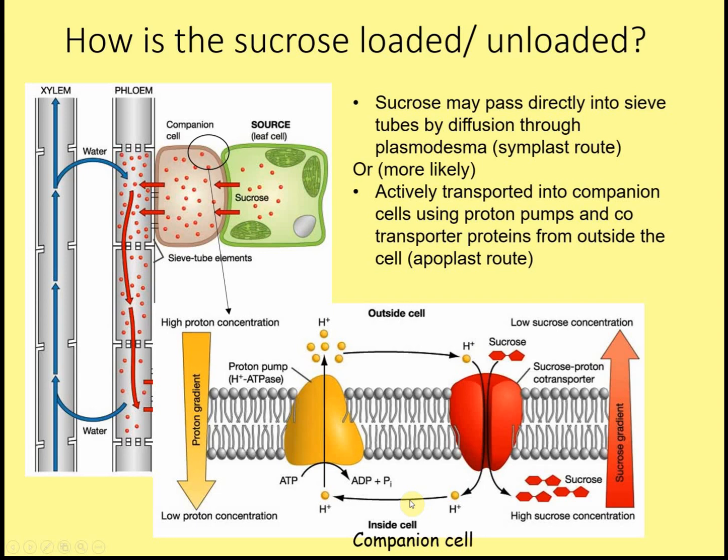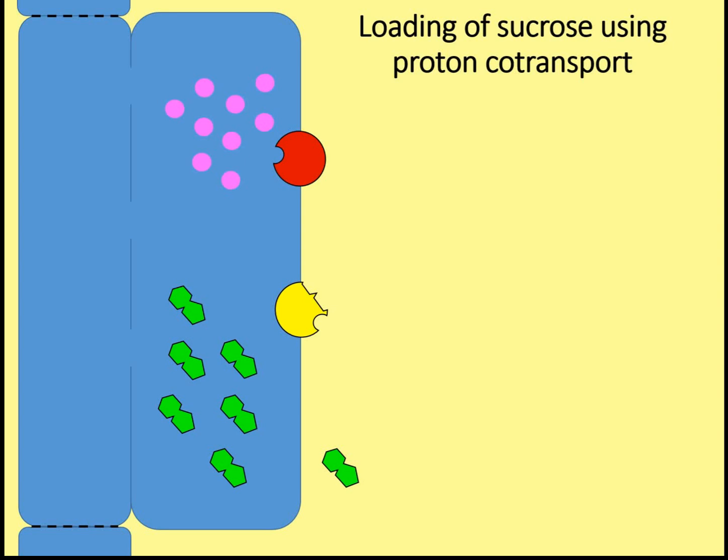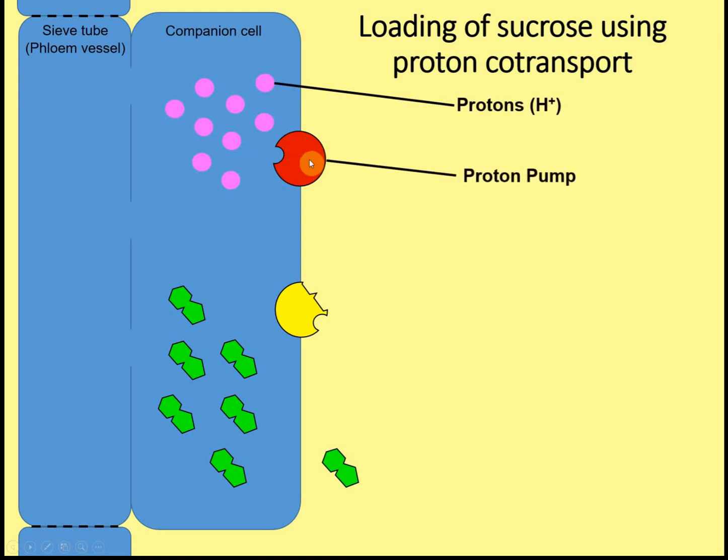So I'll talk you through that with a little animation. It's a little bit crude, but hopefully it will show you the key ideas. So here's our model. So we've got sieve tube, companion cell. We've got protons inside the companion cell at the moment. We've got proton pump.